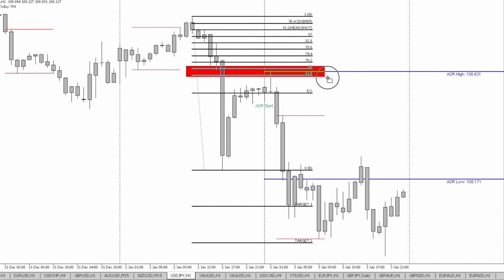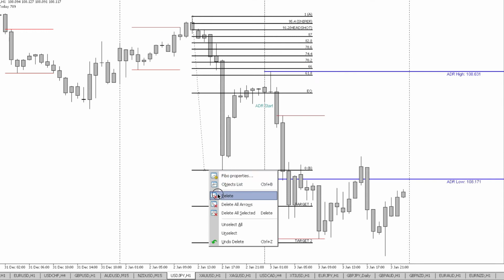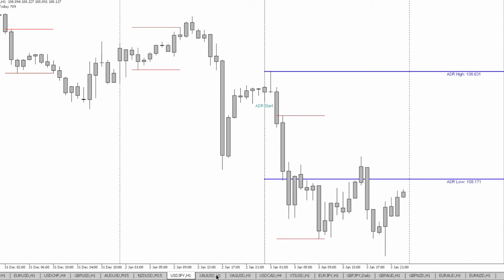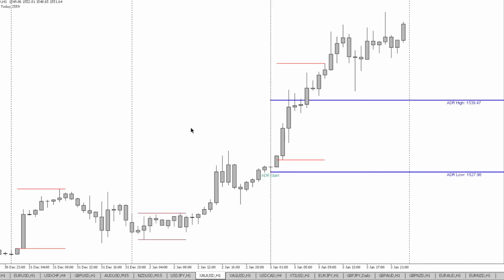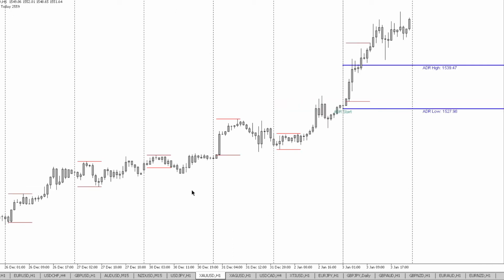You can see your ADR high is around here. So you're nicely looking for a pullback. That's where you'd be looking for shorts, because that should be the average daily high. It just gives you one more confluence to an area as to where you can potentially enter back into the market.